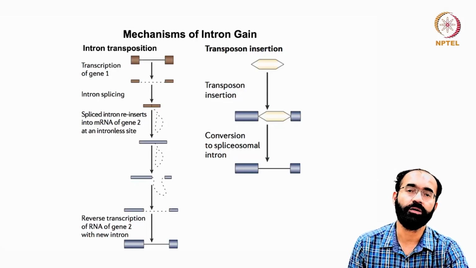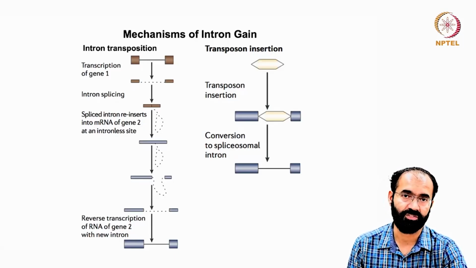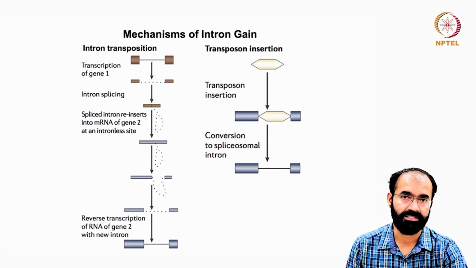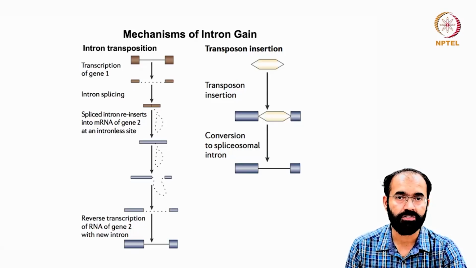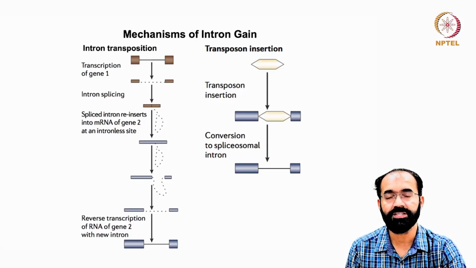Remember, intron gain or intron loss doesn't happen overnight. It happens over thousands of years of evolution. So that is why, if you look across animals, you see unique features in the introns but common features in the exons. So why unique features in introns?